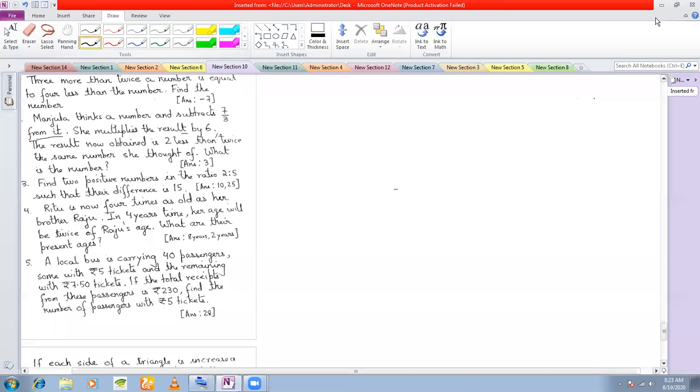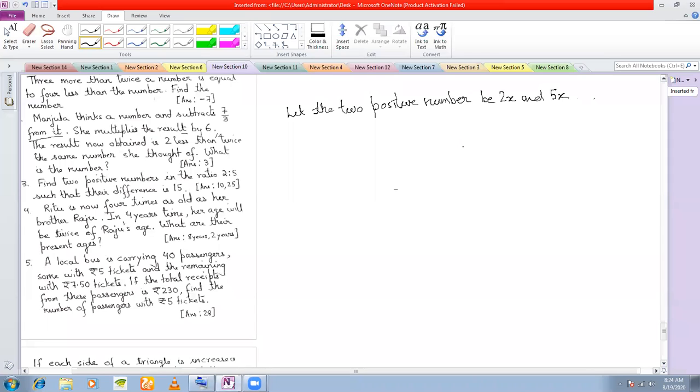Fine. The next one here is: find two positive numbers in the ratio 2 is to 5 such that their difference is 15. When the numbers are in the ratio, I can take the numbers to be 2x and 5x. So two positive numbers in the ratio 2 is to 5 can be taken as 2x and 5x such that the difference is 15.